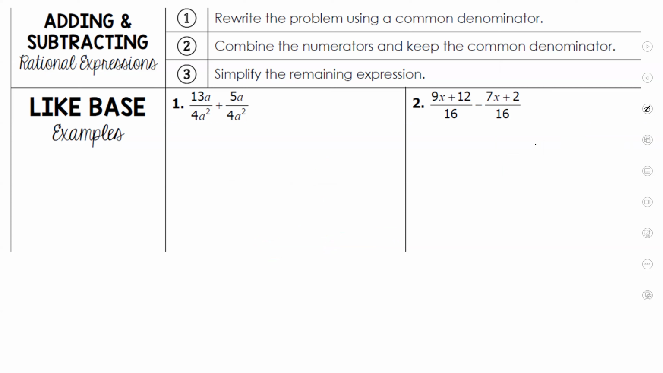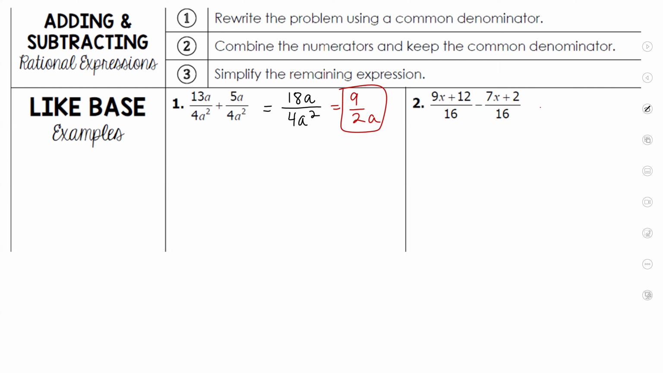In this example, the denominators are the same, so we'll just carry it across. 13a plus 5a is 18a. Now let's simplify. 18 and 4 can both be divided by 2 to give you 9/2 with an a. Does everyone see why I have a in the denominator? Okay, great.